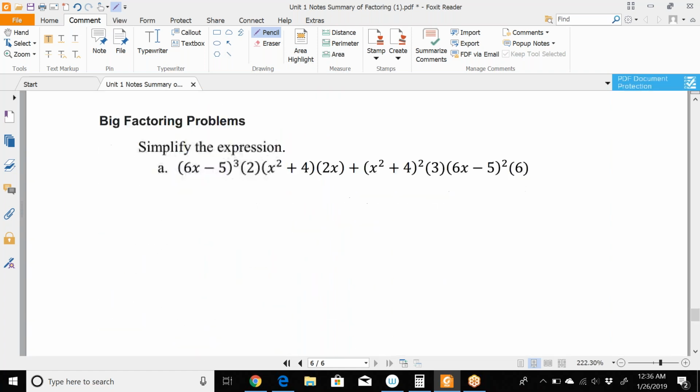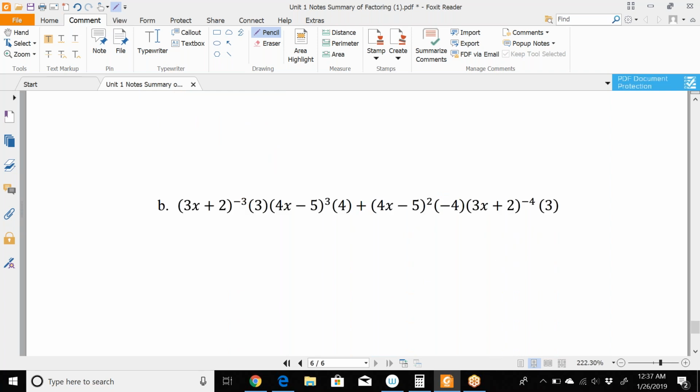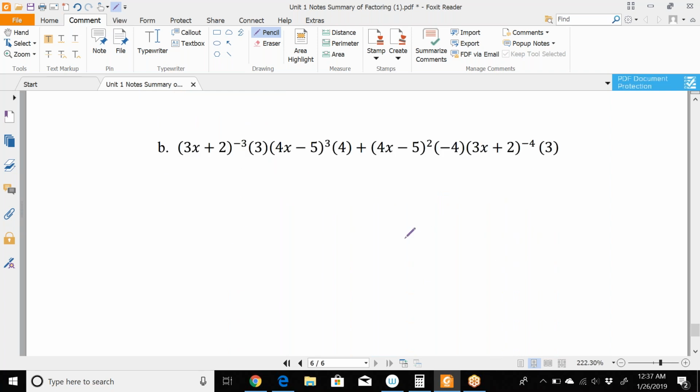Okay, so there was this one last problem we didn't do. I did the first big factoring problem. I wanted to do one with the negative, just so you could see that. This is negative exponents. Your first step here is to combine these monomials if you can, because they don't have exponents on them. So remember, this is my plus sign.